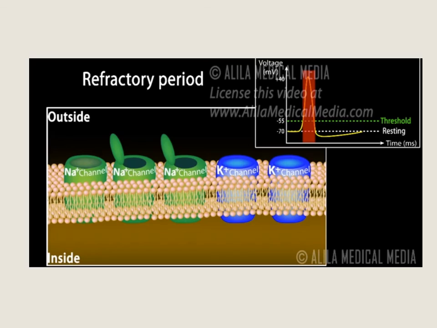This ensures the action potential will travel forward down the axon and not backward through the portion of the axon that just fired the action potential. Again they return to their active state for the next round. This is called the refractory period.